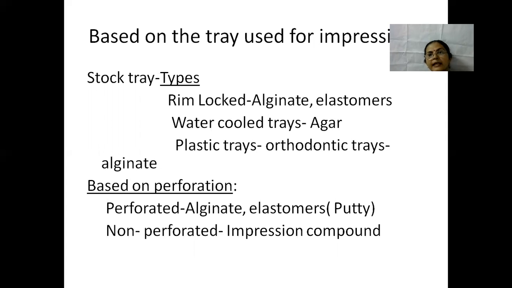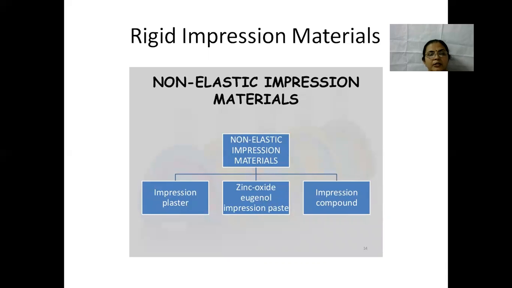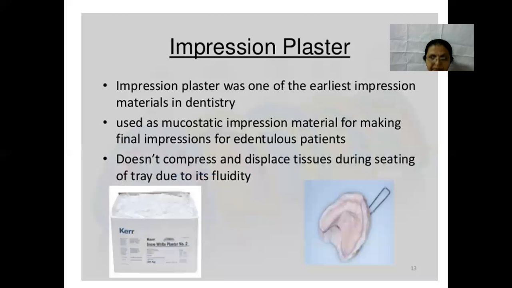Based on perforation, the trays can be divided into perforated and non-perforated. Alginate and elastomeric impression materials are preferred with perforated trays, whereas impression compound uses a non-perforated tray. And the special tray is another type of tray that is specifically made for that particular patient, wherein zinc oxide eugenol impression paste or light body elastomeric impression materials are used. So that finishes the main classification of impression materials.